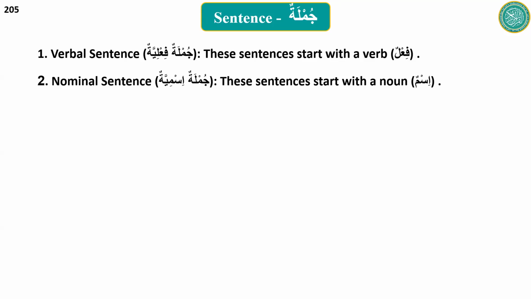Fi'liya, ismiya. Very simple. How would you know that a jumla, a sentence, is fi'liya? If it starts with a fi'l, then it's fi'liya. If it starts with an ism, it's ismiya, jumla ismiya.